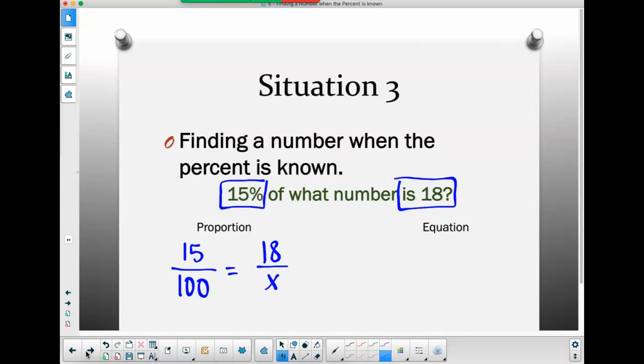Okay, same process. We multiply the two numbers on the diagonal, multiply the 100 times 18, and divide by 15. And you should get 120. Should I put a percent sign on my answer? No, no percent sign here. We just want the number. Okay?